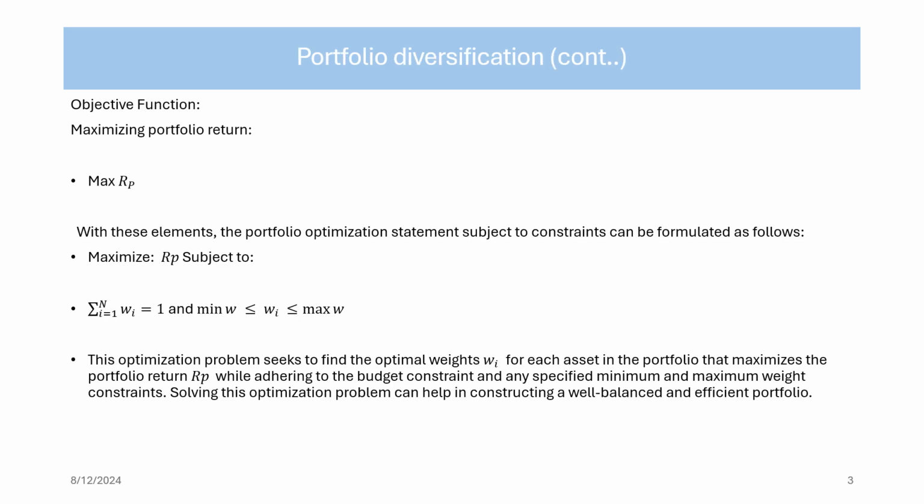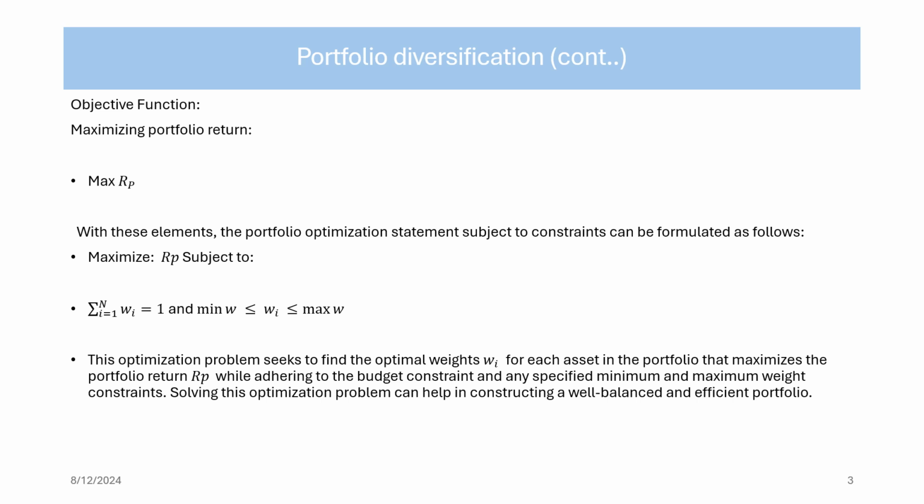Now, this brings us to the definition of an objective function. We say maximize portfolio return, Rp, subject to the constraints: the sum of wi, starting from 1 up to n, is equal to 1, provided that wi is within the bounds of minimum w and maximum weight w.